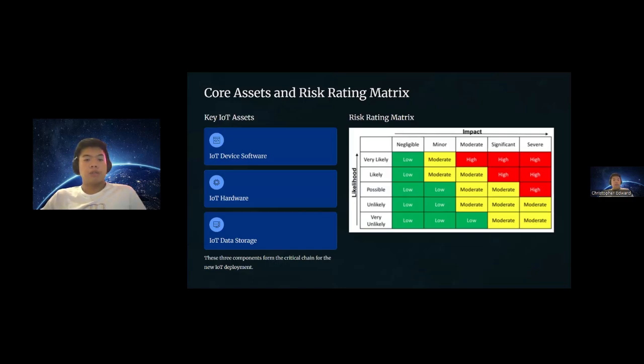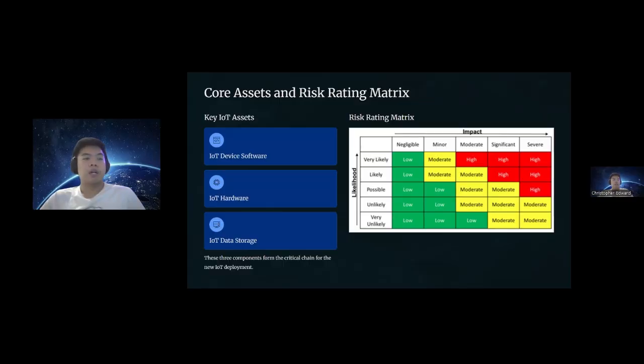I want to identify the three core assets that are associated with IoT devices. The first one is IoT device software, which handles the communication and configuration of the device. Then there's IoT hardware, which is the physical sensor and its components. And then the IoT data storage, where the collected sensor data is stored and processed. Together, these components form the critical chain of the IoT system.